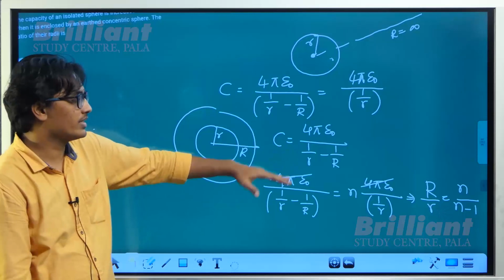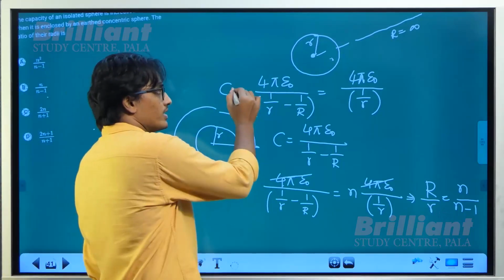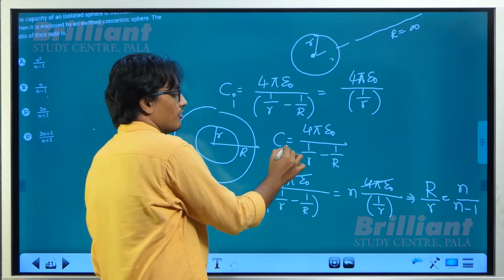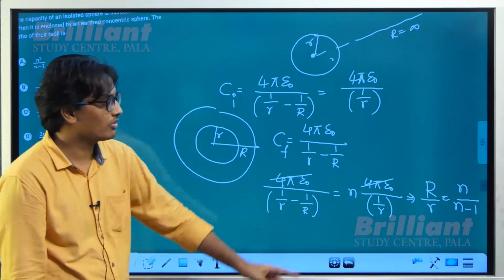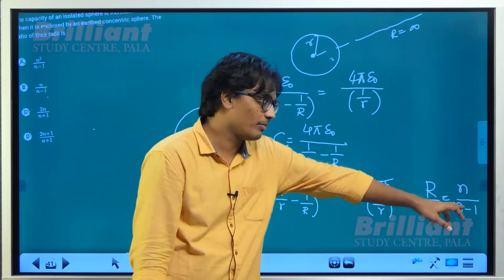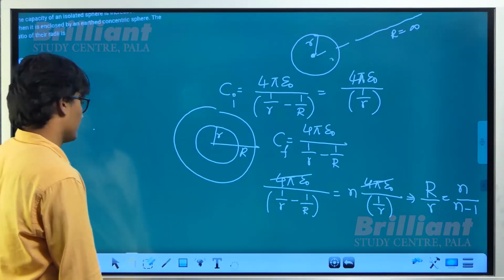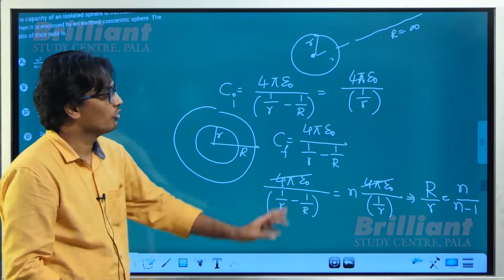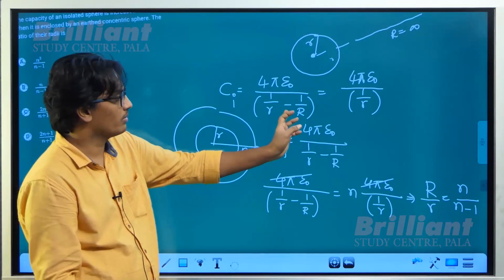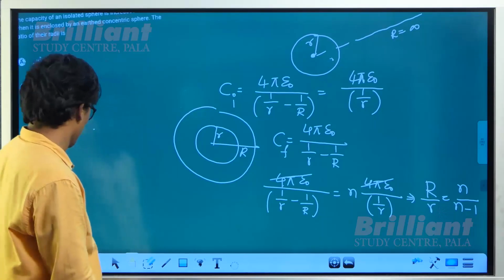Capacitance has increased by n times, that's what they're saying. This is the initial capacitance and this is the final capacitance, so the final capacitance is n times the initial capacitance. If you solve this, you'll get capital R by small r as n by n minus 1. This is the capacitance of a spherical capacitor formula: 4 pi epsilon naught into 1 by inner radius minus 1 by outer radius.